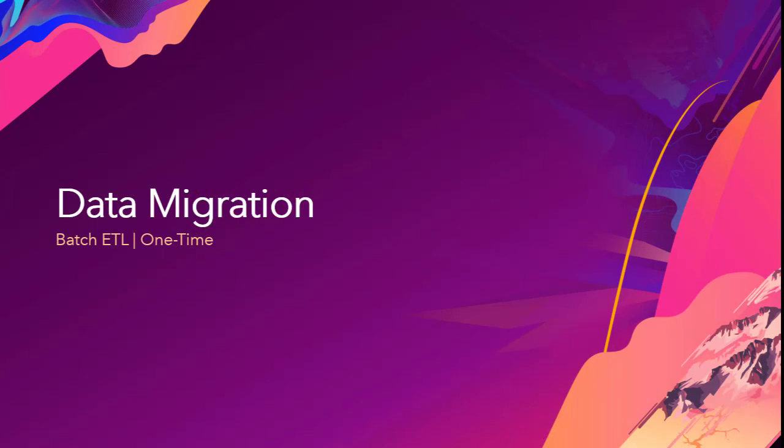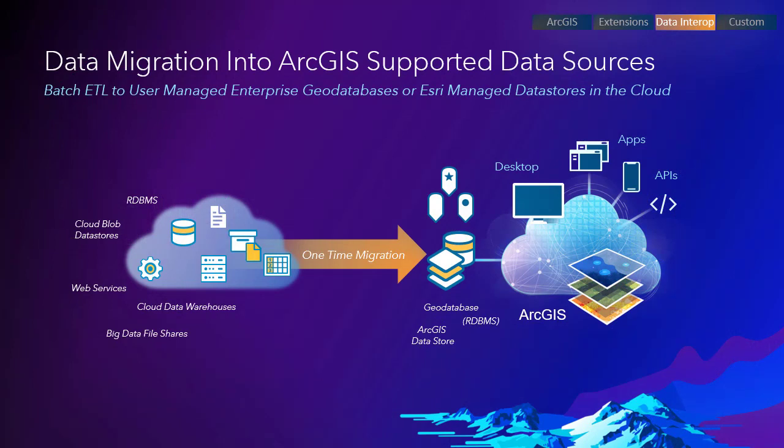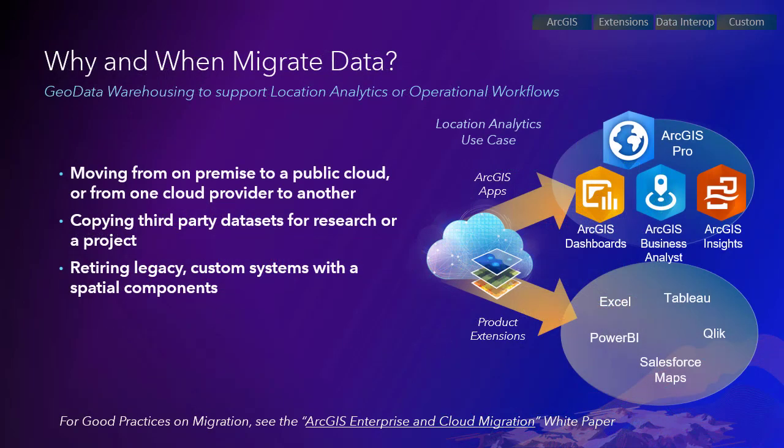This is common data migration, and in this context we're talking about really the need for a one-time migration to find your data a new home, and this could be in an Esri supported data store that's managed by users, or again, an Esri hosted data store like the ArcGIS data store. This is your basic ETL. This is what you would typically use ETL tools to do, to just move data from one system to another. And there's a number of reasons why you might do that.